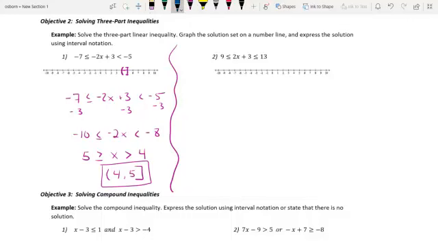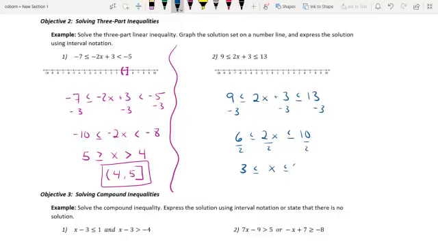Alright, so we're going to do this next one the same way. So I've got 9 is less than or equal to 2x plus 3, which is less than or equal to 13. I'll subtract 3 from both sides. So that gives me 6 is less than or equal to 2x, which is less than or equal to 10. Divide all three sides by 2. 3 is less than or equal to x, which is less than or equal to 5.